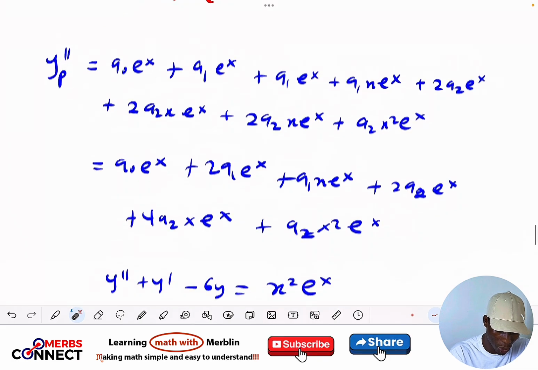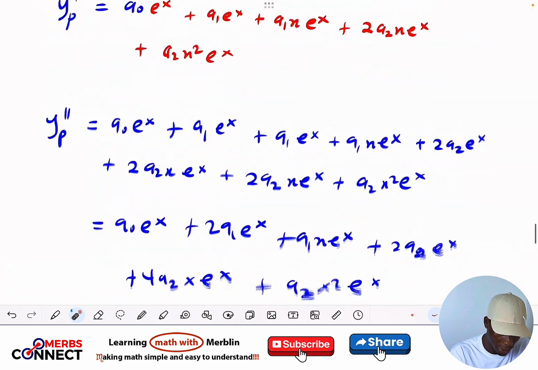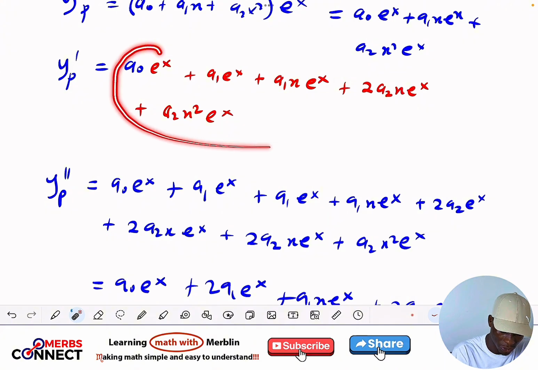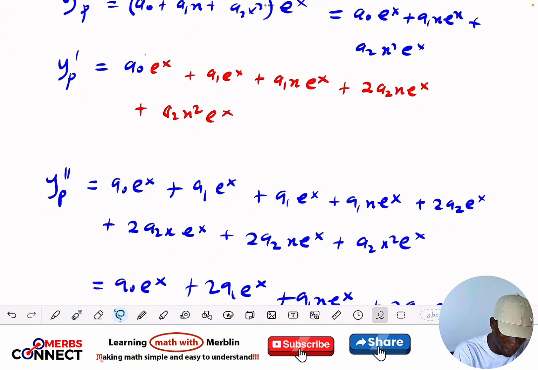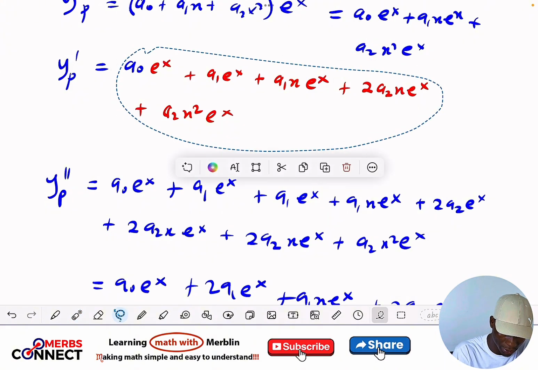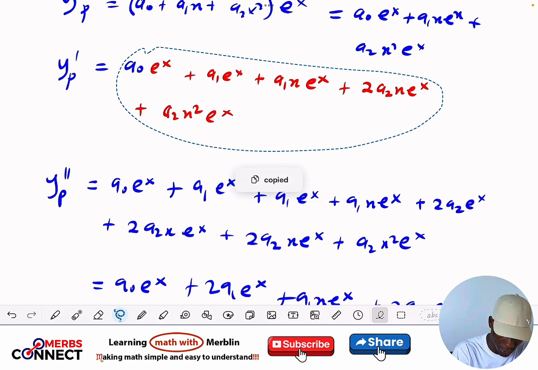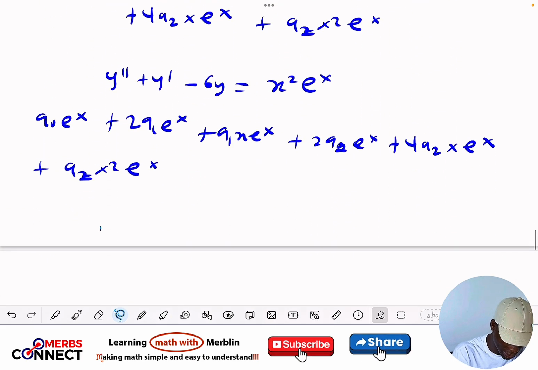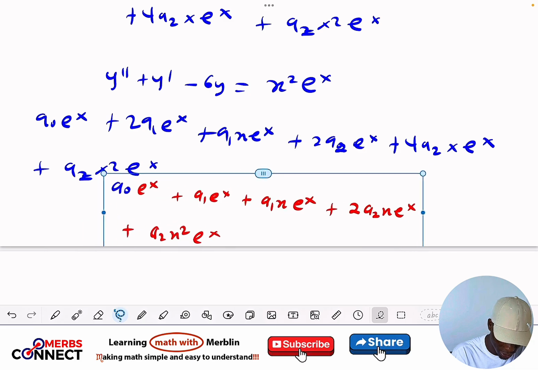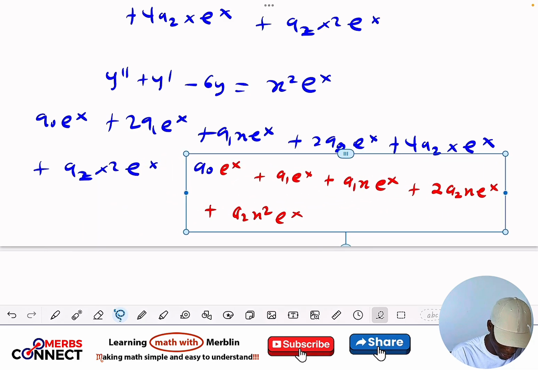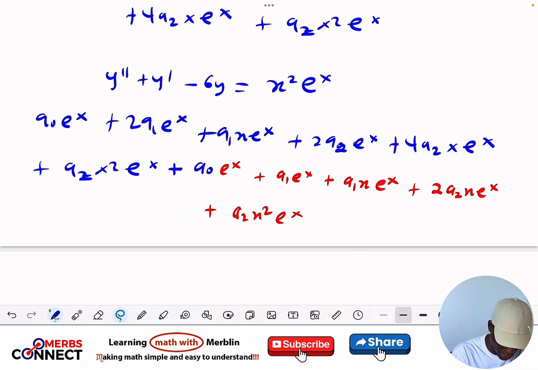So what is y prime? Where's y prime? Y prime is right here. So I'm going to also copy that one and paste it. Y prime is here. Good. So let me just paste it somewhere here. So this is going to be y prime. Good. So I'm going to add plus y prime.